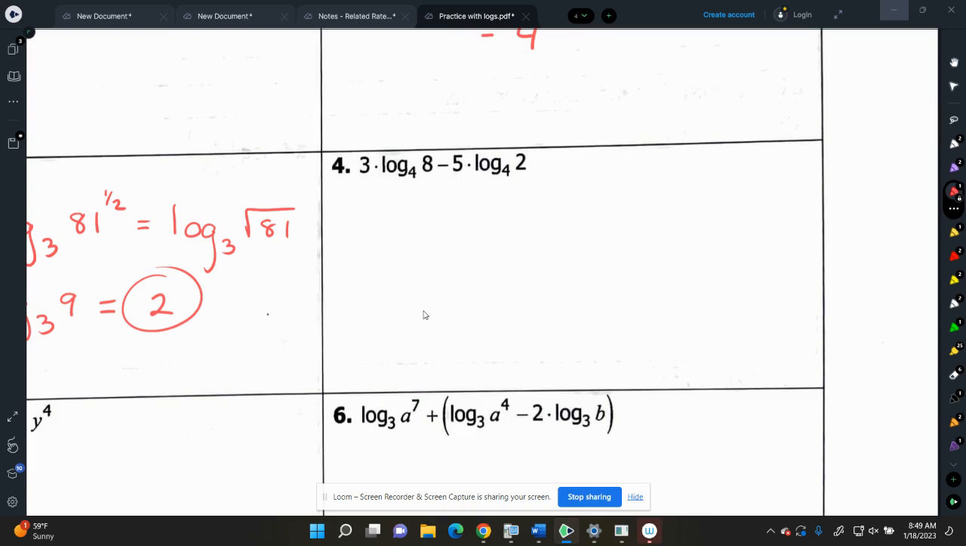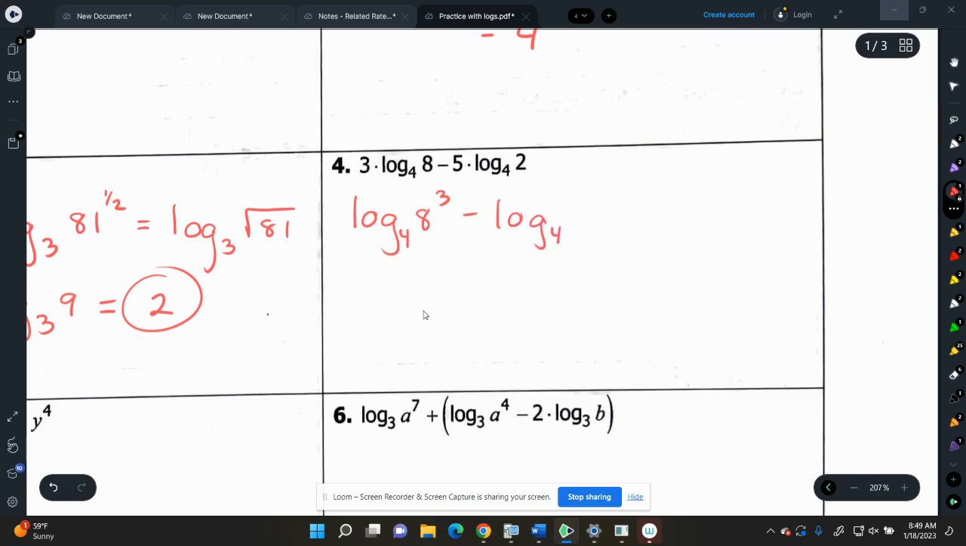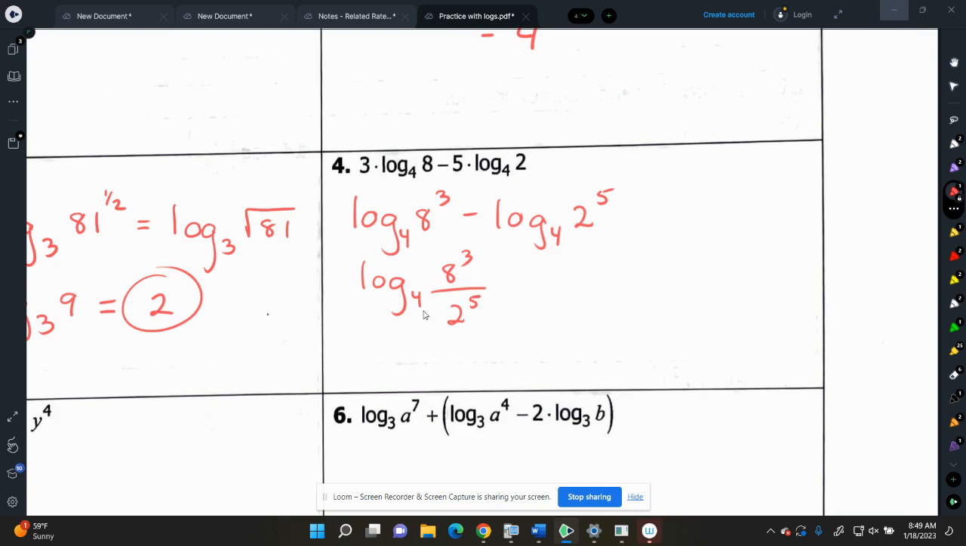Okay, so number 4, we're going to take care of the exponents first. Log base 4 of 8 to the third minus log base 4 of 2 to the fifth. Then we'll do the division. So log base 4 of 8 to the third over 2 to the fifth. And you can leave it like that.